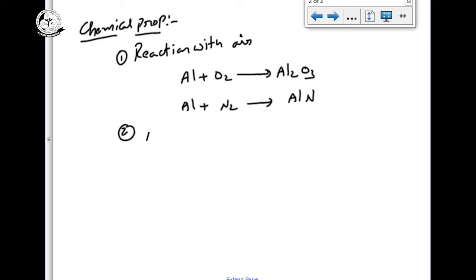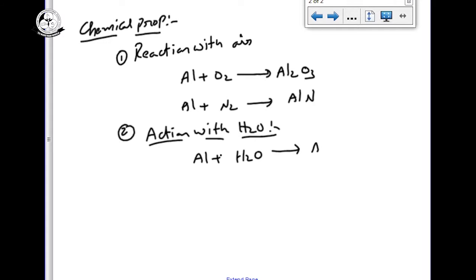Second is action with water. Aluminium is a metal. Metals react with water to liberate hydrogen gas, or to form the corresponding hydroxides, here aluminium hydroxide, and liberate hydrogen gas. Metals react with acids or with water to liberate hydrogen gas.